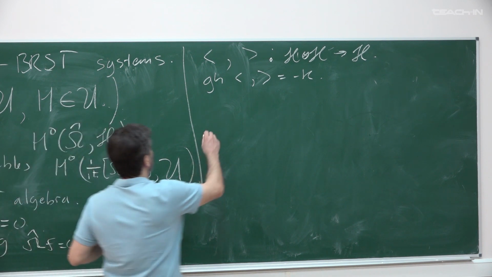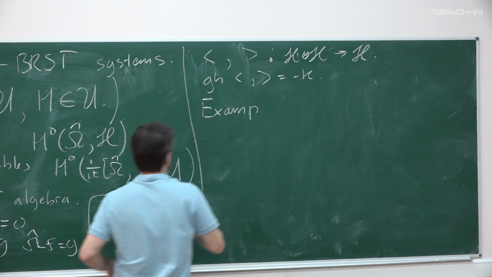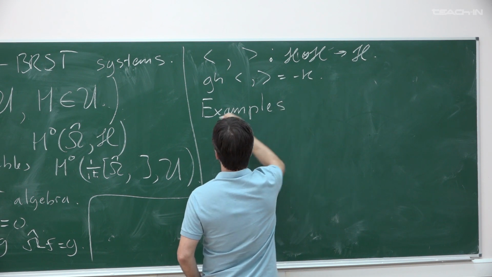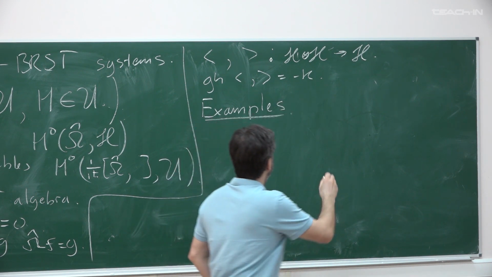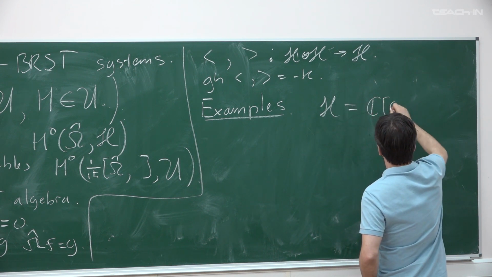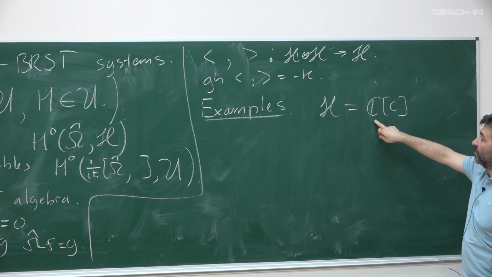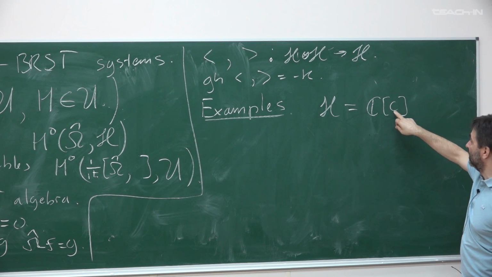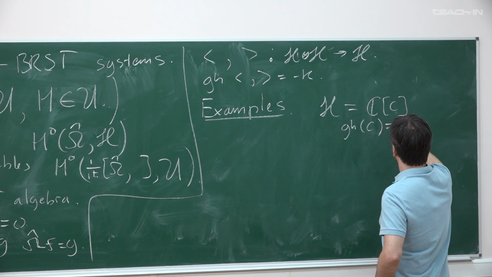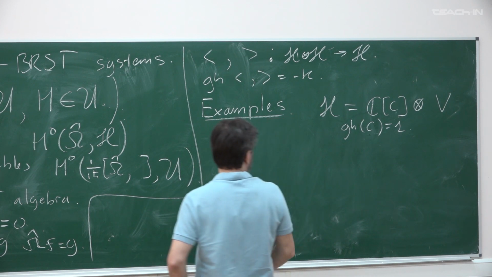So now I want to give a couple of examples which I mentioned previous time, but I think it's worth spending a few more minutes on this. So the first example is, let's take H to be polynomials in ghost variables, so just a two-dimensional linear space with the basis 1 and C. C is a ghost, so the ghost number of C is equal to 1. And this is tensored with a genuine Hilbert space.